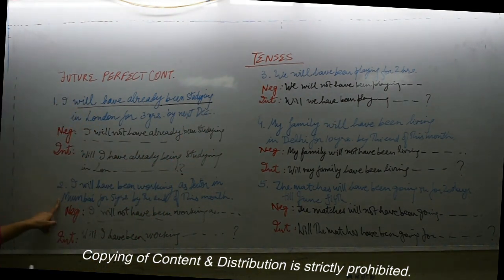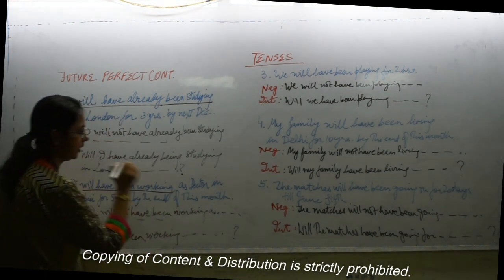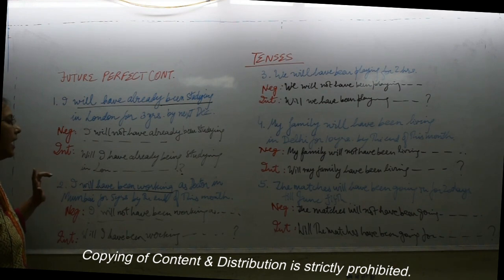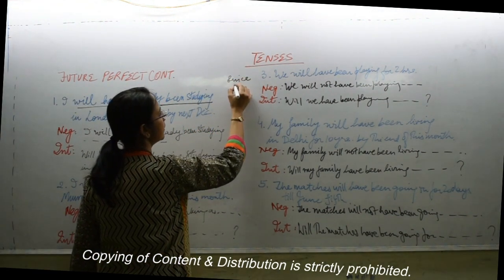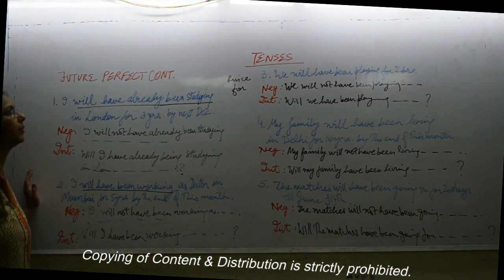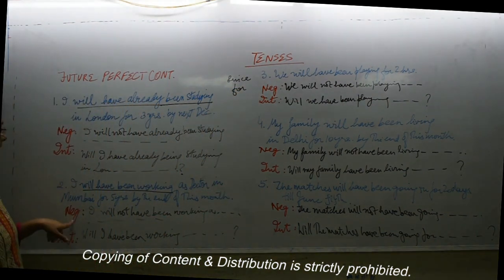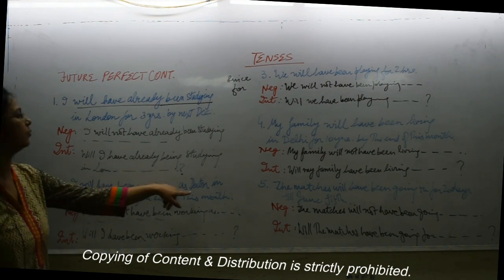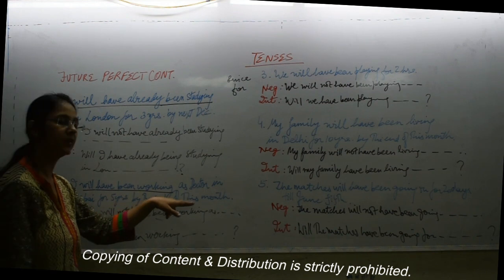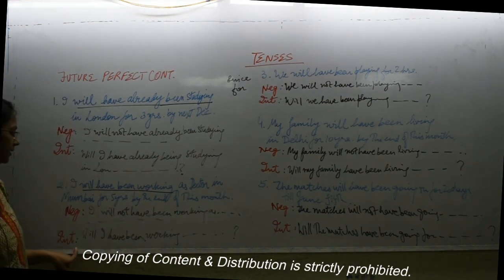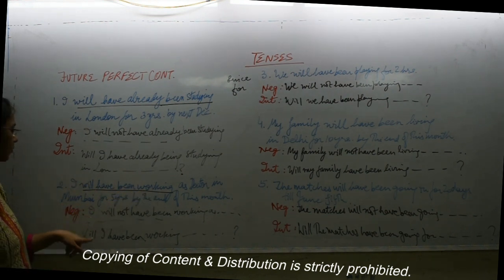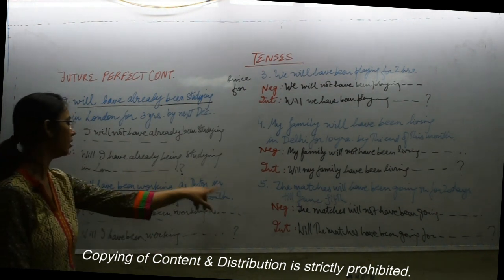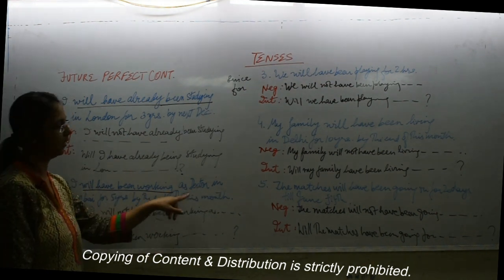and just put a question mark. Next, I will have been working as doctor in Mumbai for 5 years by the end of this month. In this tense, since and for are used with the perfect continuous forms. So, negative would be I will not have been working as doctor in Mumbai for 5 years by the end of this month. Again, interrogative would be will I have been working as doctor in Mumbai for 5 years by the end of this month, and a question mark.